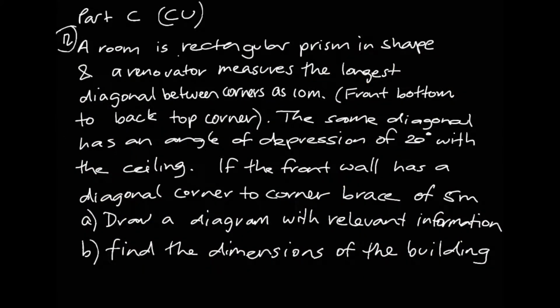A room is rectangular prism in shape, and a renovator measures the longest diagonal between corners as 10 meters. That's front bottom to back top corner. The same diagonal has an angle of depression of 20 degrees with the ceiling. If the front wall has a diagonal corner to corner brace of 5 meters, draw a diagram with relevant information and find the dimensions of the building.